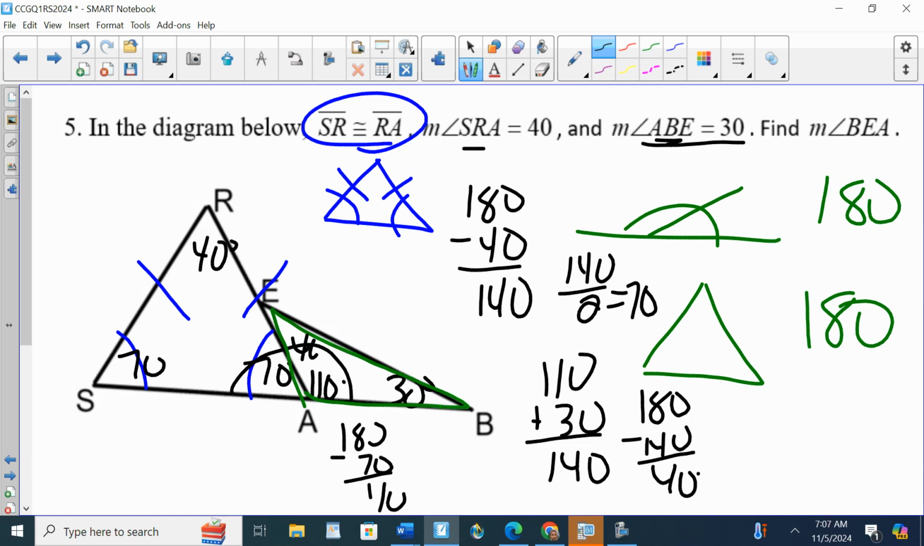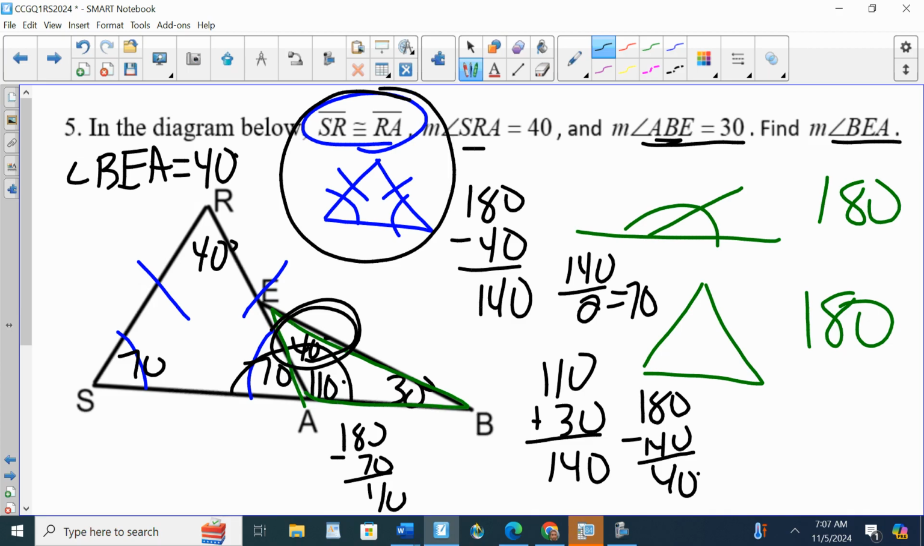Look for linear pairs. Look for angles of a triangle. It's asking for BEA, that's 40. And if they tell you that two sides are congruent, mark the sides and the angles opposite them. So you'll definitely see one of those.